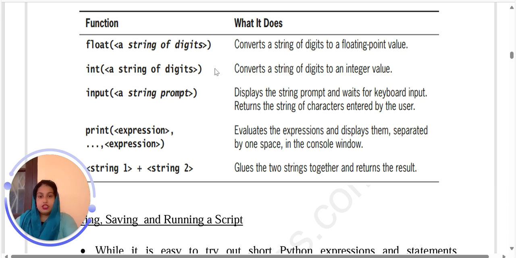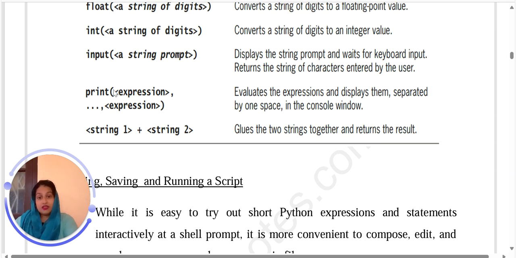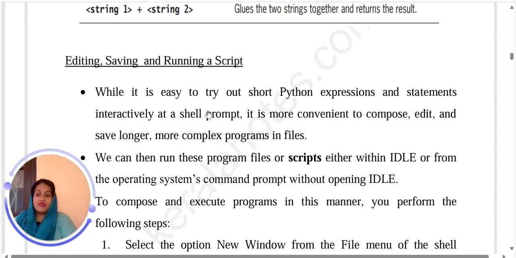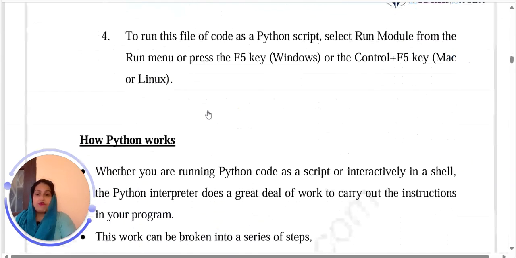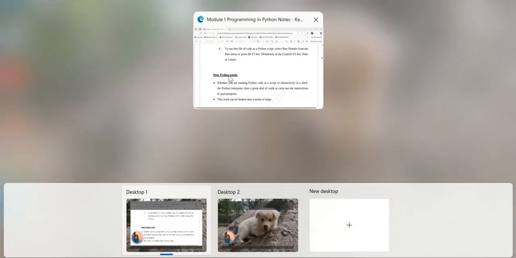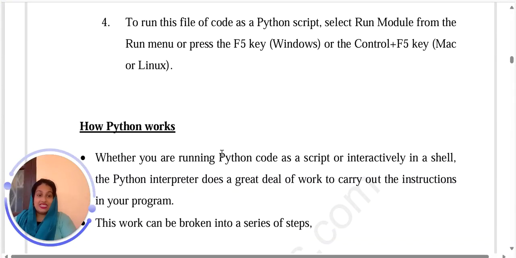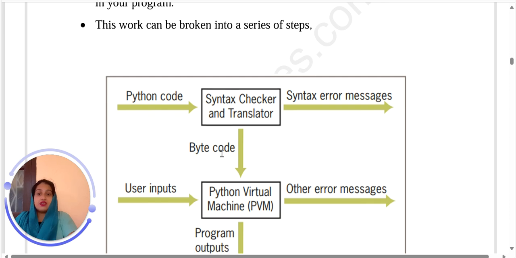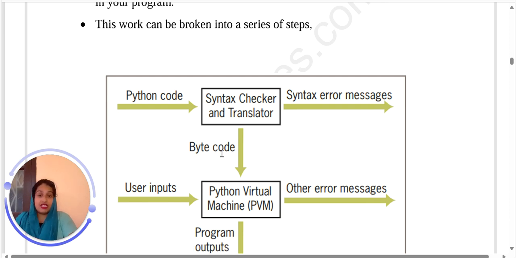Then input is used to display the string prompt and wait for keyboard input. The print expression, which can have multiple expressions, evaluates and displays them separated by one space in the console window. Then we have two strings, string 1 plus string 2. These two strings are glued together. This is used for concatenation. Then we covered editing, saving and running a script. Then we learned how Python works, how the interpreter works. This can be broken into a series of steps. The Python source code is given to the syntax checker and translator.